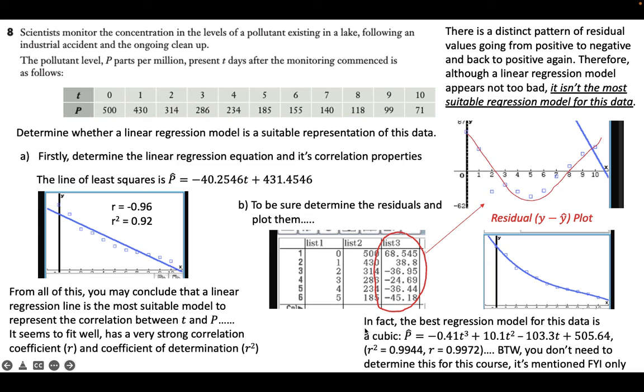So again, in this course, you don't need to actually know how to do this kind of model here, but you do need to be able to identify from calculating residuals, plotting them and analysing and determining that there's a pattern there, that a linear model is not the most suitable model for this data. So that's a bit of an intro into residuals and how they relate to determining the suitability of whether a linear regression model is the most appropriate model to analyse data or not.